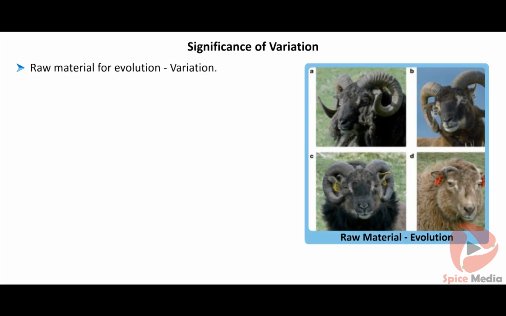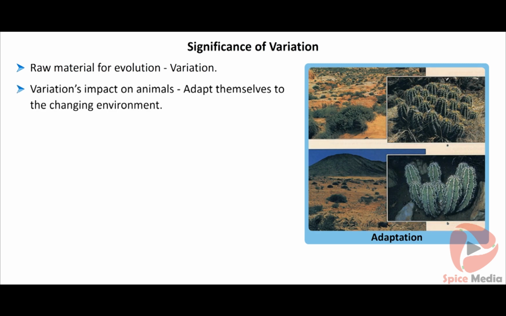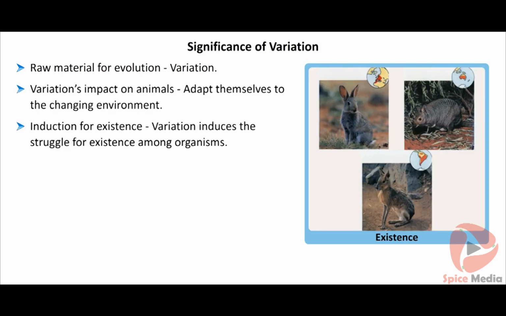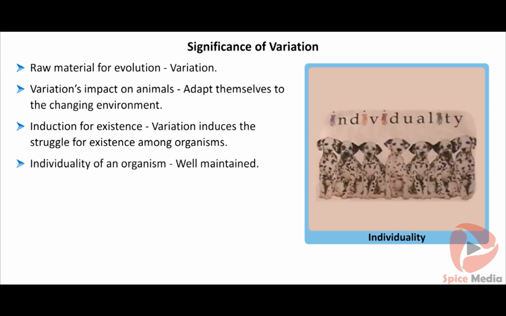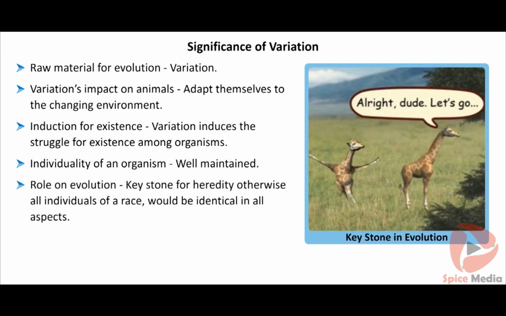Variation is the raw material for evolution. Variation makes animals adapt themselves to the changing environment. It brings out the best in animals to face the struggle for their existence. Individuality of an organism is well maintained. Variation is a keystone for heredity, otherwise all individuals of a race would be identical in all aspects.